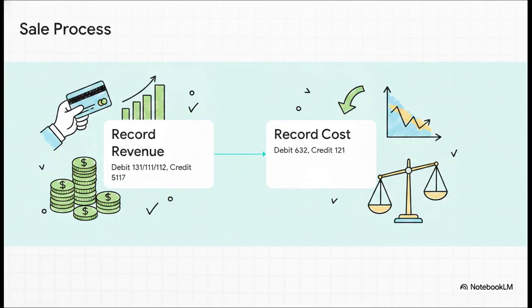When it's time to sell, you've got a mandatory two-step dance. Step 1, record the revenue. You debit cash or receivables and credit account 5117 for whatever proceeds you got. Step 2, record your cost of sales by debiting 632 and crediting 121.